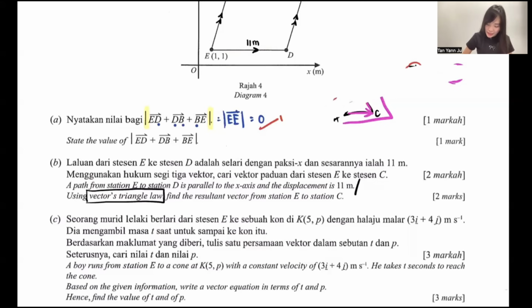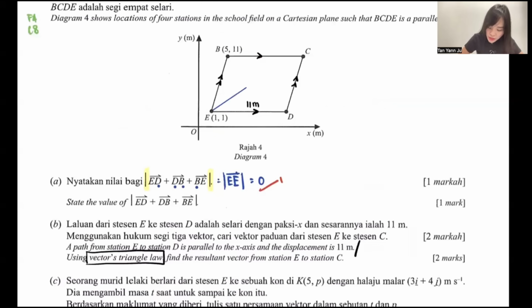Okay, so next they say, find the resultant vector from station E to station C. So guys, now they want to find the vector from E to C. E to C is actually this blue color line. They want to find this. E to C, okay? So guys, how do I find E to C?